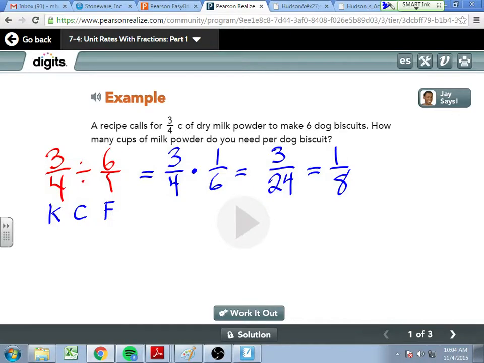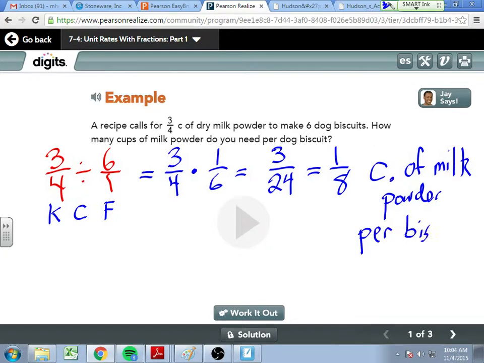So Karen, what would be my label here? Yeah, cups. I'll abbreviate cups as C. Cups of milk powder. Cups of milk powder, what? Per biscuit. And I don't need to say 1, because if I only say per biscuit, then I know I'm talking about 1 biscuit. So that's 1/8 cup of milk powder per biscuit.